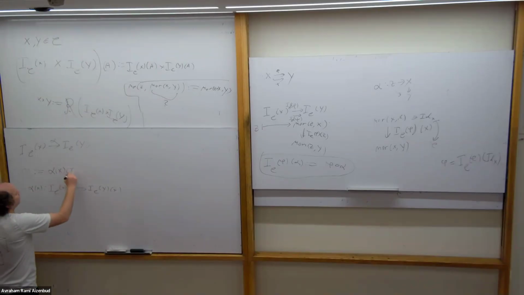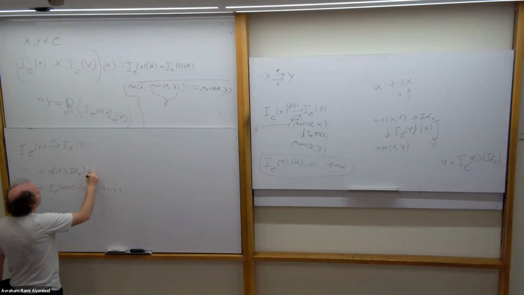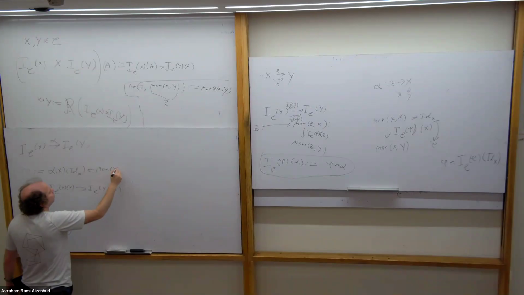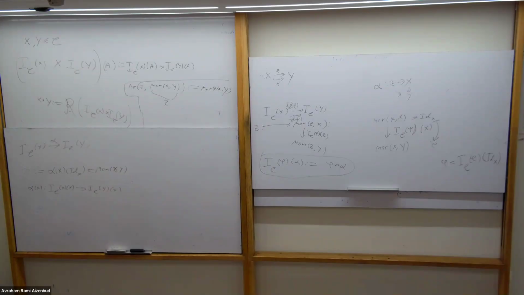So now I plug in identity X, and this is an element in the morphisms. So phi is a morphism from X to Y. But now, of course, you need to show that IC of phi is equal to alpha.